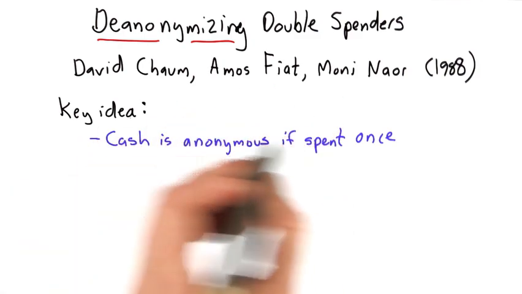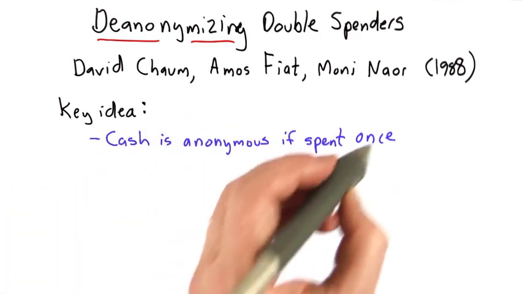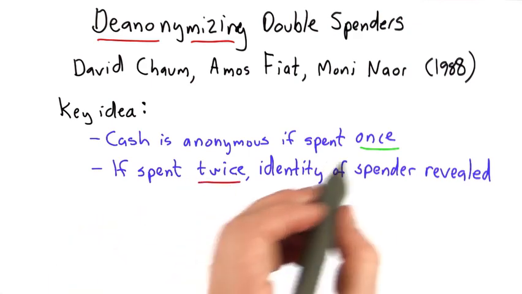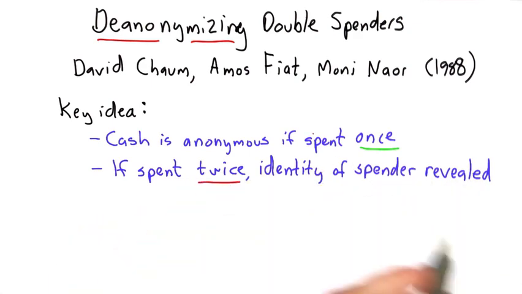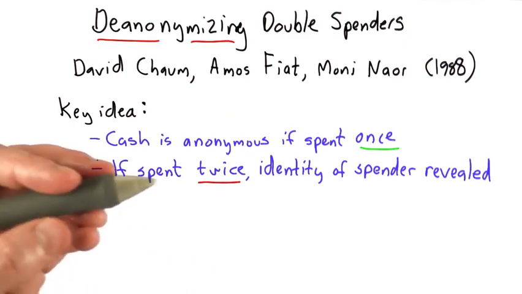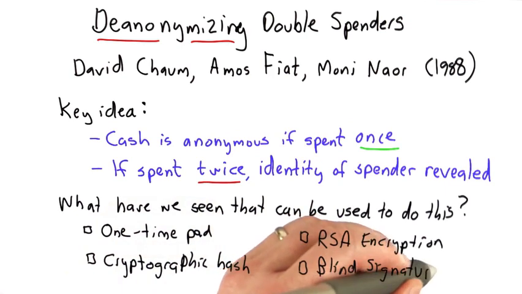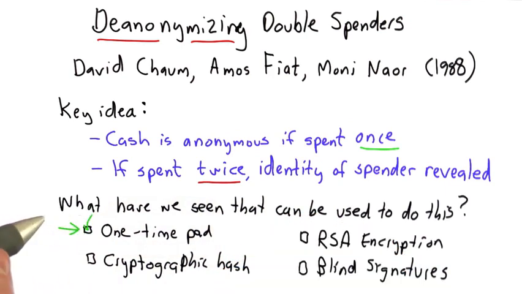So the key idea is that if the cash is only spent once, then it's anonymous. But if it's spent twice, then the identity of the double spender is revealed. So I want to see if you can guess how to do it. It uses cryptographic tools that we've seen before, and the key idea is to provide this property. So the answer is the one-time pad.